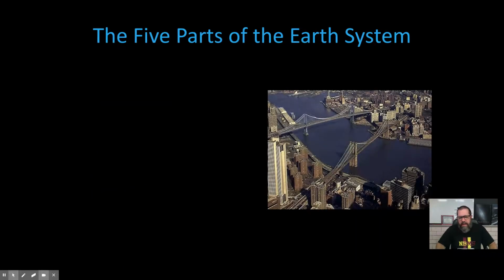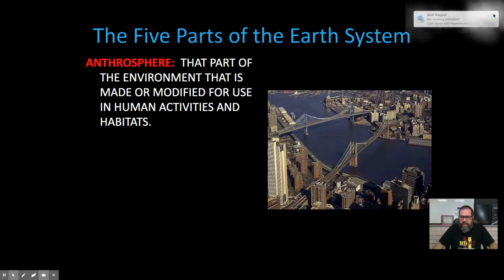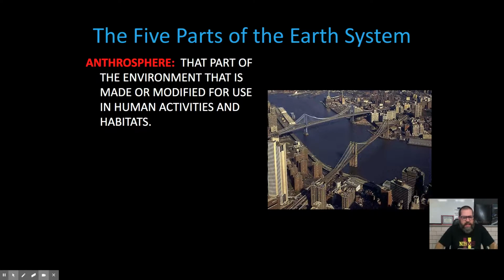So, the final part of the Earth system that I want to introduce you to here is the anthrosphere. The anthrosphere is that part of the environment that is made or modified for use in human activities and habitats. So, the anthrosphere is basically the human footprint on this planet. It is the sphere of things that we have made, okay? Anthro being a Greek prefix meaning people. So, how do we study the anthrosphere?